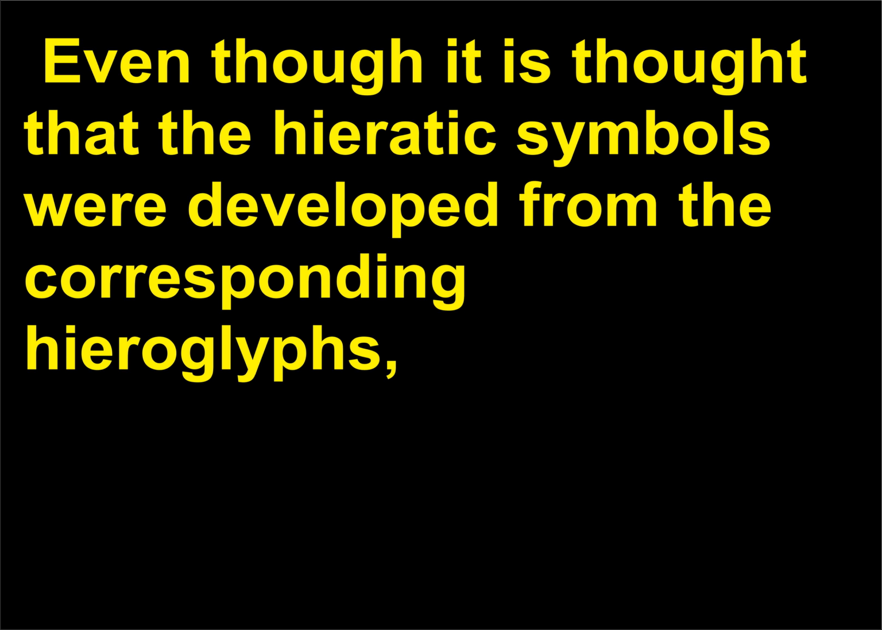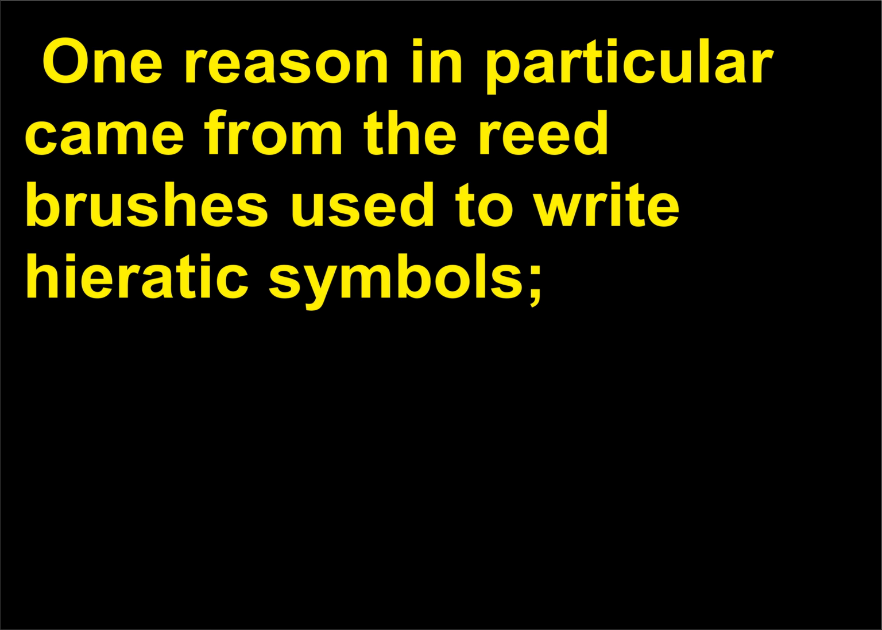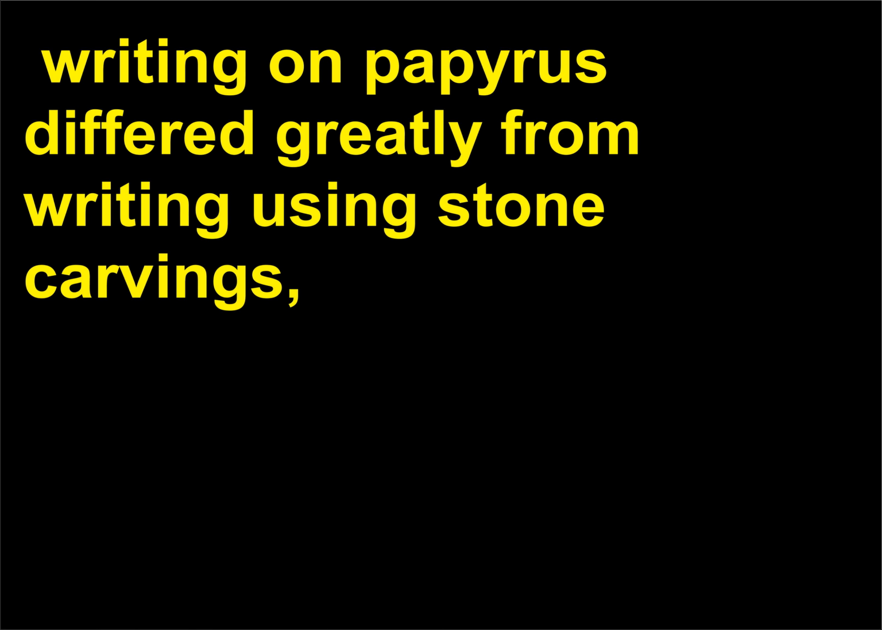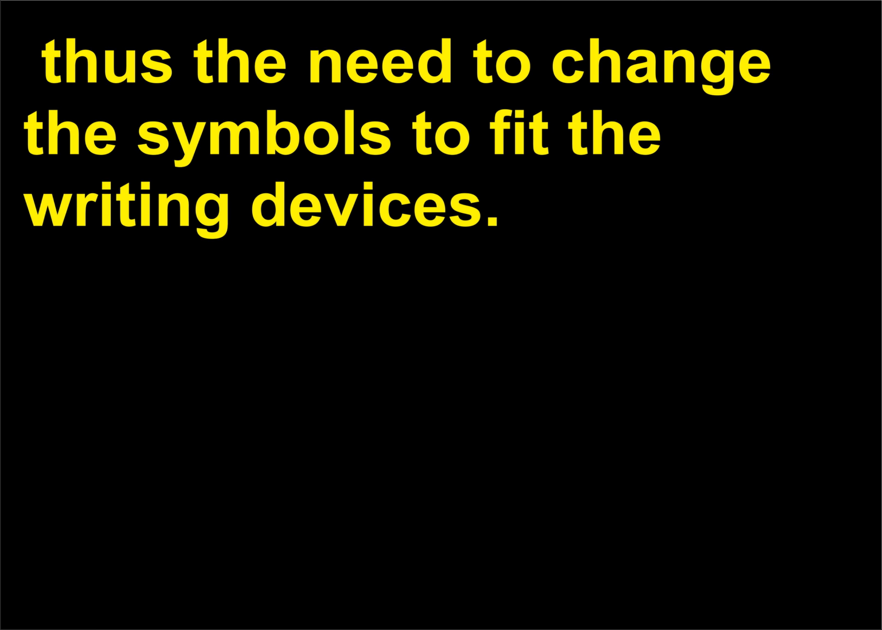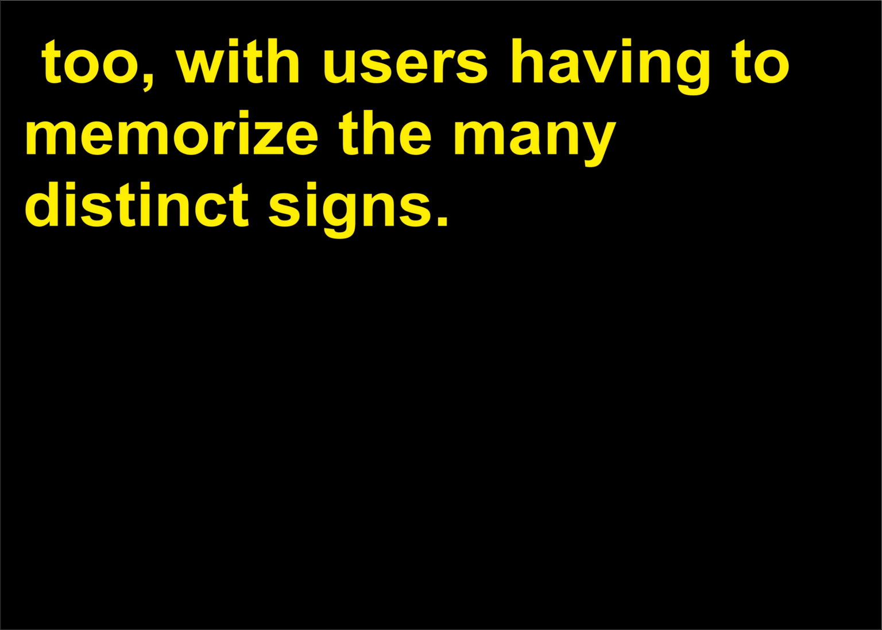Even though it is thought that the hieratic symbols were developed from the corresponding hieroglyphs, the shapes of the signs changed considerably. One reason in particular came from the reed brushes used to write hieratic symbols. Writing on papyrus differed greatly from writing using stone carvings. Thus the need to change the symbols to fit the writing devices. And as kingdoms and dynasties changed, the hieratic numerals changed, with users having to memorize the many distinct signs.